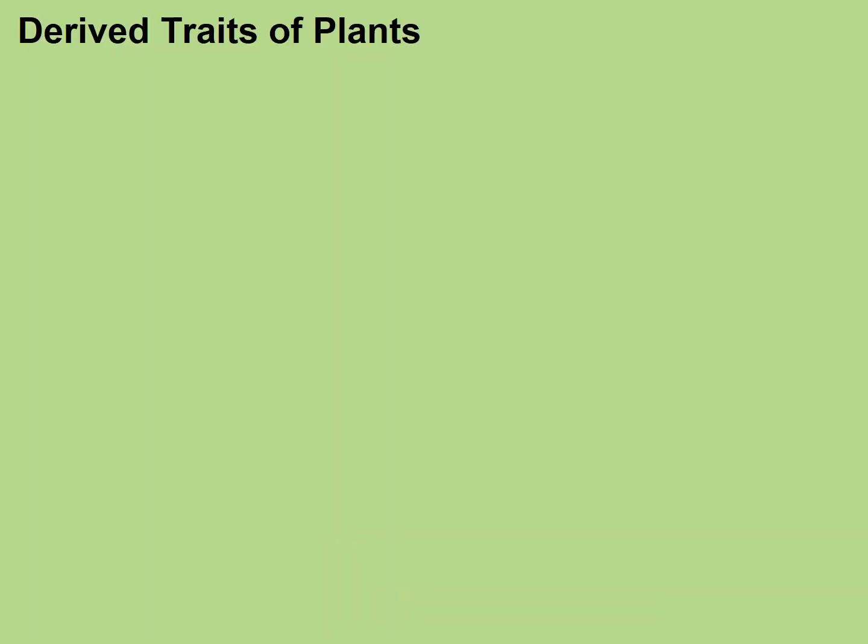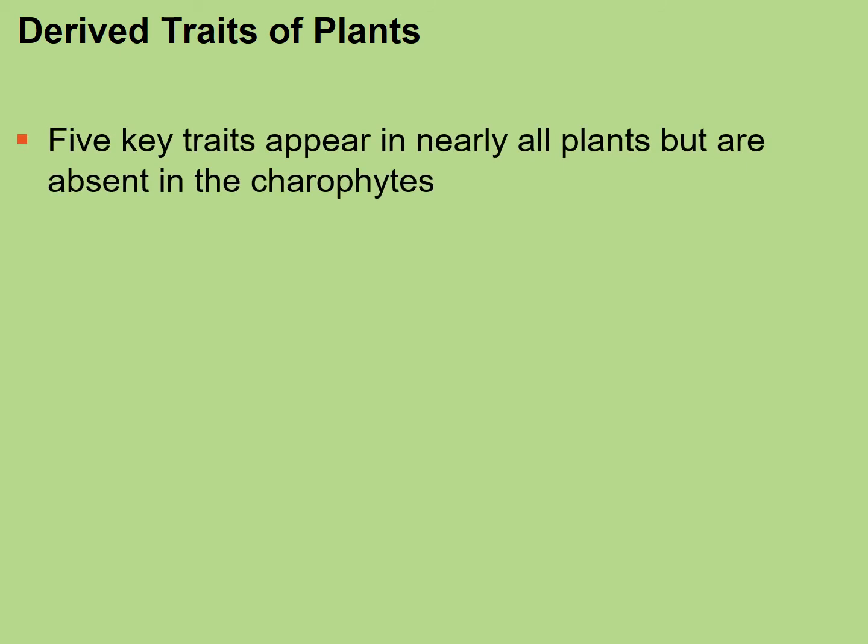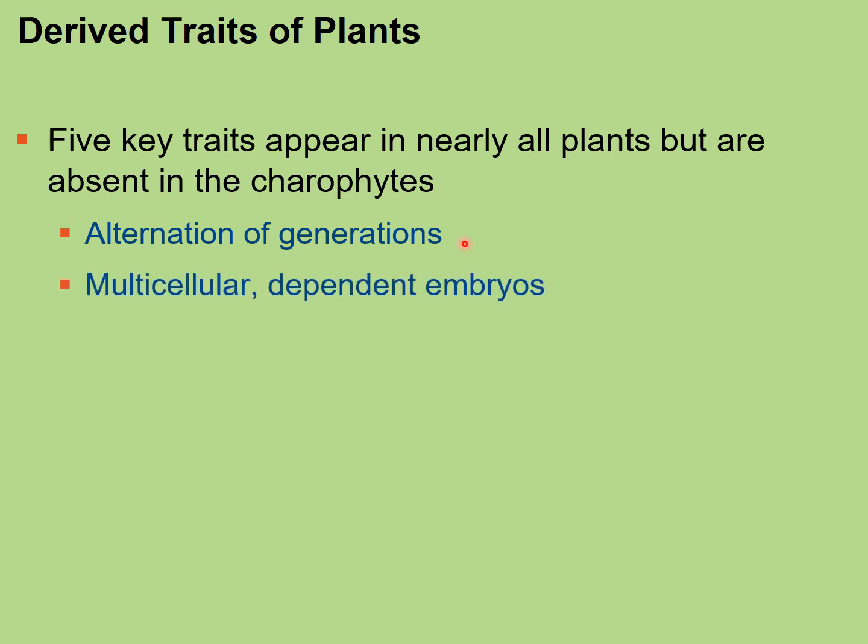So let's talk about some traits of plants. These are derived traits, specific to plants. So these are traits that the algae do not have, well, to this degree. There are five key traits that occur in almost all plants, but they're not present in the charophytes. So we have the alternation of generations. You saw the alternation of generations in some of the protists. However, the charophytes do not have an alternation of generations. Next, multicellular dependent embryos.